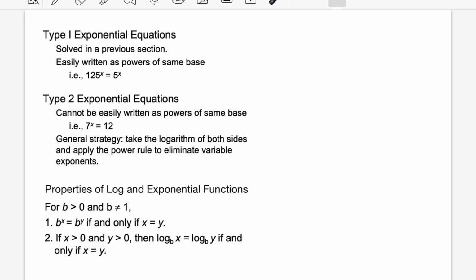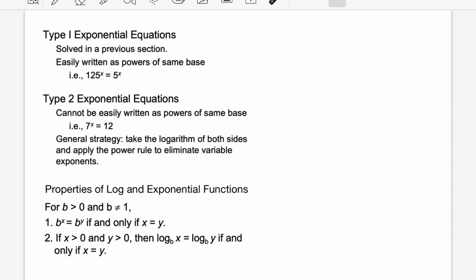In this video, we're going to go over section 6.5 from our textbook, which is more on solving exponential and logarithmic equations. So remember from section 6.2, we saw several examples on how to solve what's called type 1 exponential equations. And so we did so by writing our equation as powers of the same base using this first property here. Now in this video, we're going to go over solving what's called type 2 exponential equations.